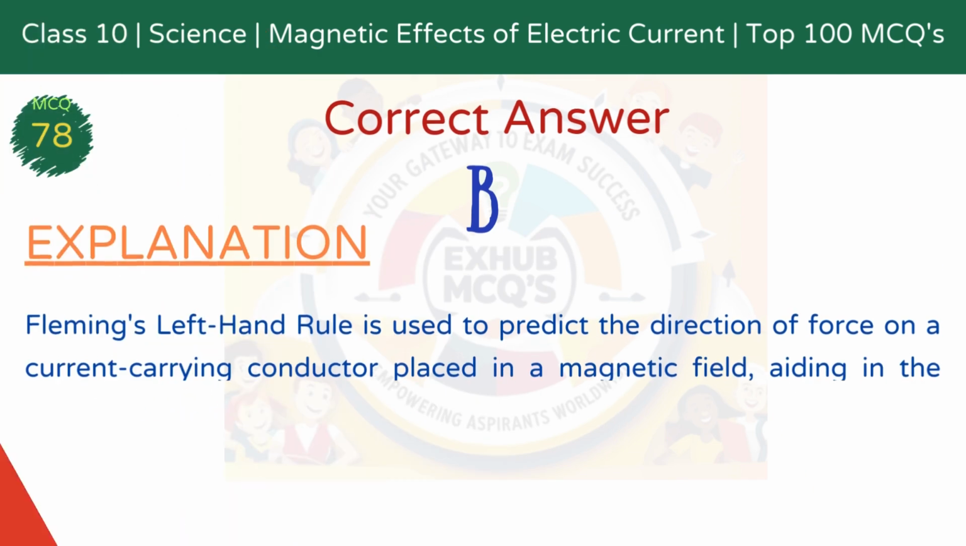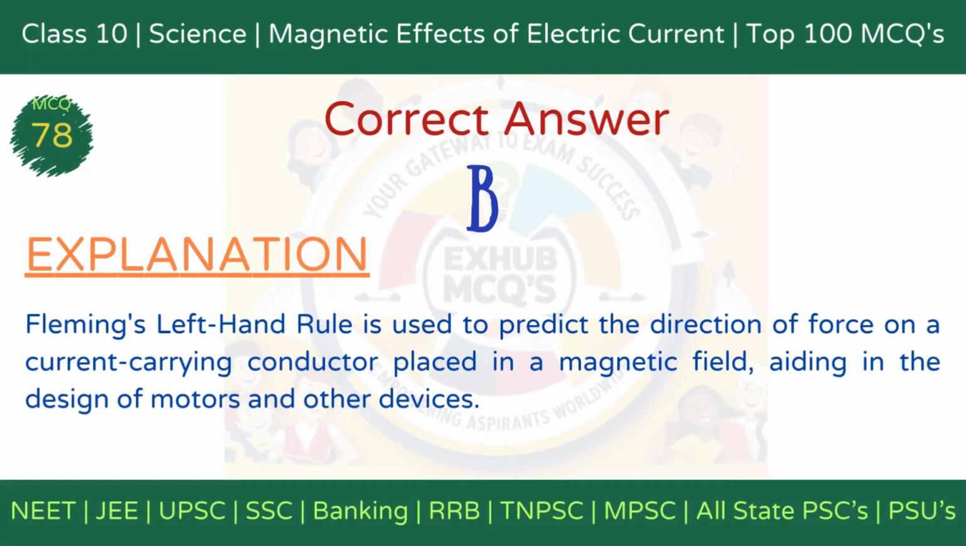The correct answer is option B, predicts force on a conductor. Explanation. Fleming's left-hand rule is used to predict the direction of force on a current-carrying conductor placed in a magnetic field, aiding in the design of motors and other devices.